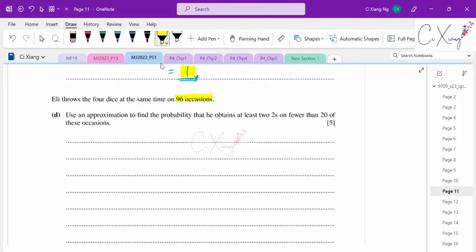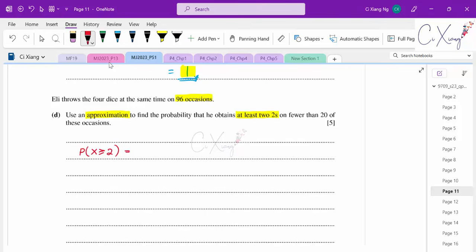So use an approximation, highlight the keyword approximation, to find the probability that he obtains at least 2 twos on fewer than 20 of these occasions. Okay, so maybe I want to focus on this one first, at least 2 twos. At least 2, which means that I want to focus on finding the probability that the number of dice which is 2 is at least 2, so X greater than or equal to 2.